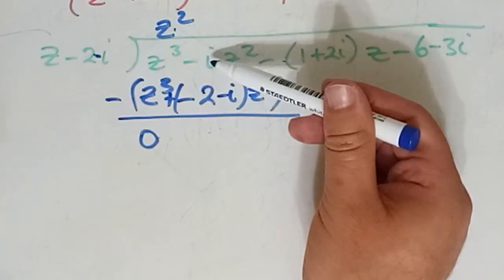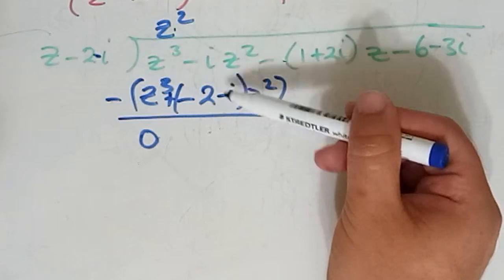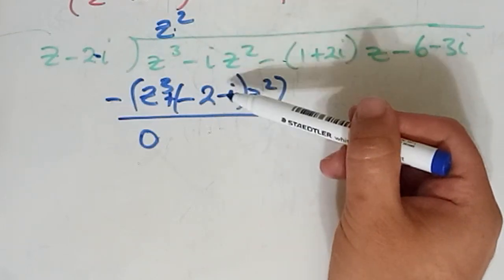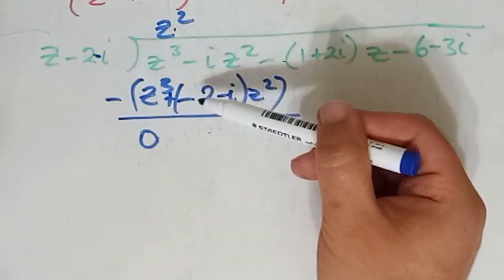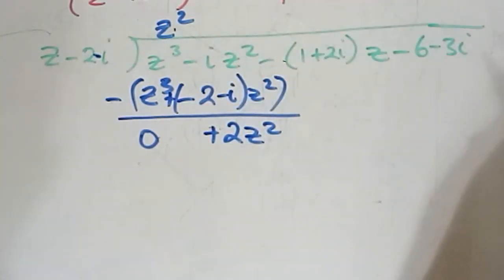What do I get here? I've got negative i minus negative i, so we're going to plus the i's together, and we're going to minus away this negative, so we'll end up with positive 2z squared. Try not to mix up your negatives, that could end in disaster.